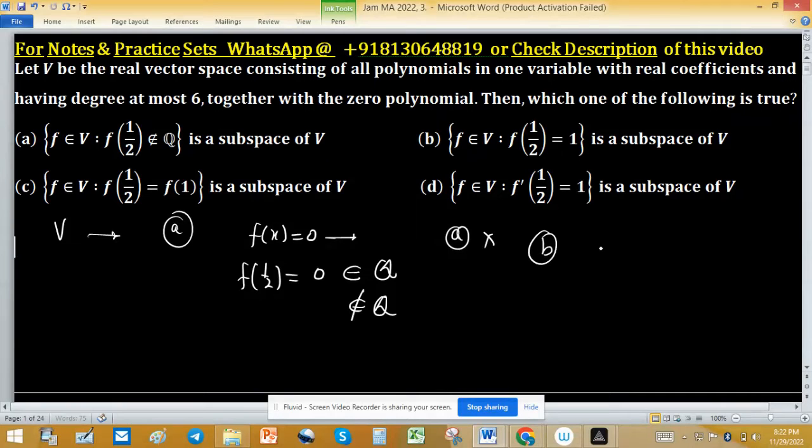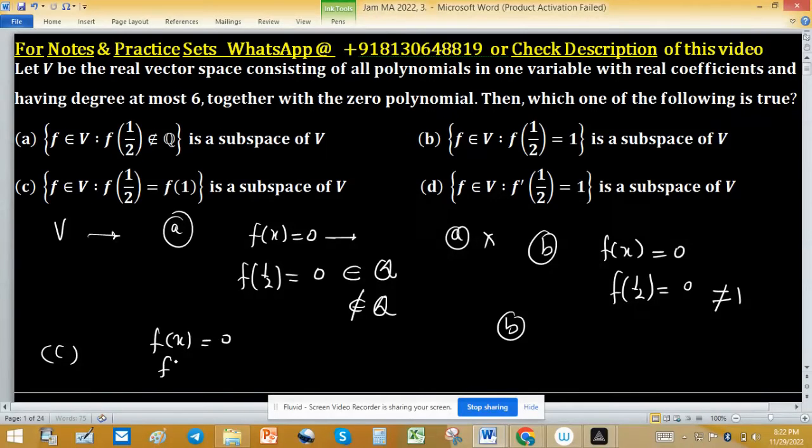Now for option B, if we consider the zero polynomial or zero function, then f(x) equals 0. That's why f(1/2) equals 0, but f(1/2) is not equal to 1. That's why option B is not a subspace. Now in option C, f(x) equals 0. So the value of f(1/2) equals 0, and f(1) is also 0. So these two values are the same. That's why the zero vector is in it.